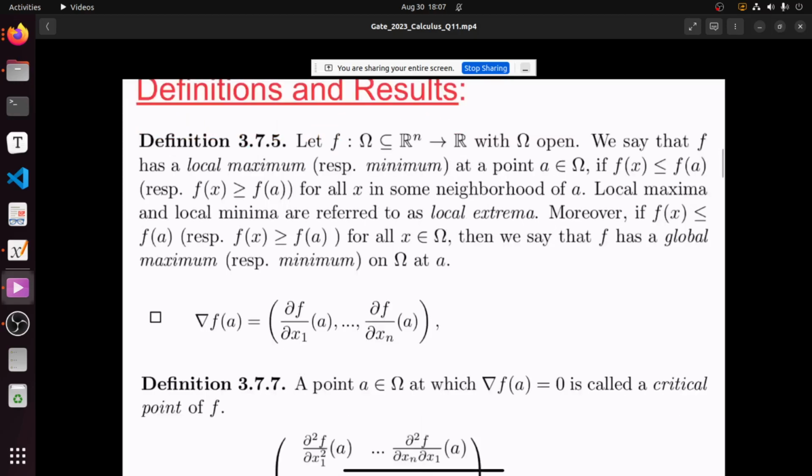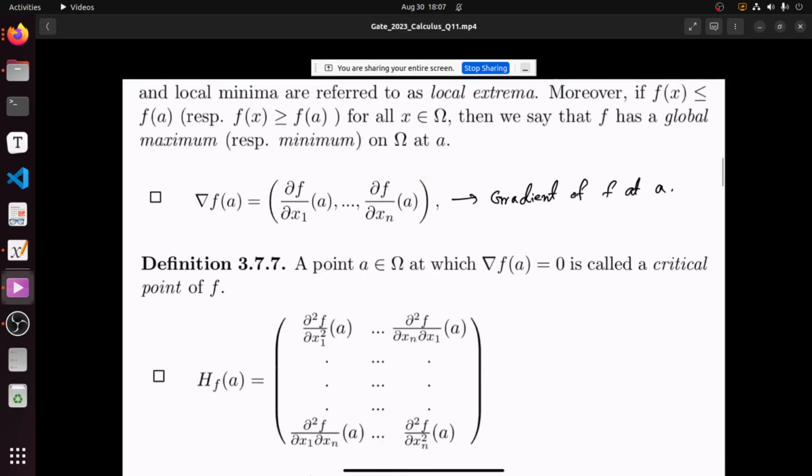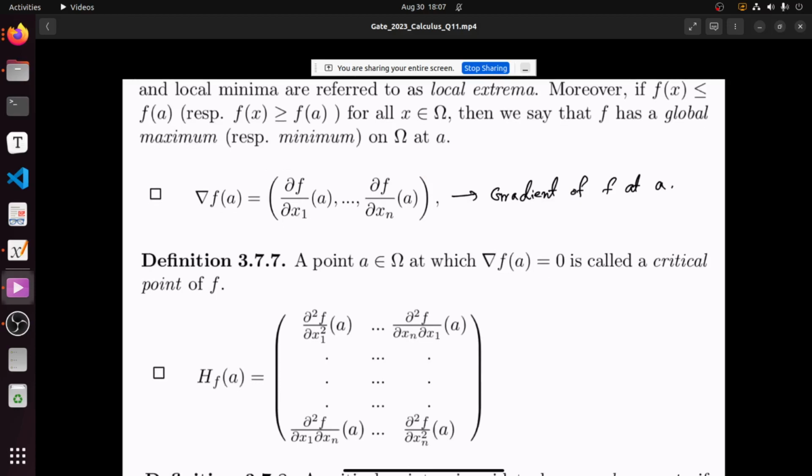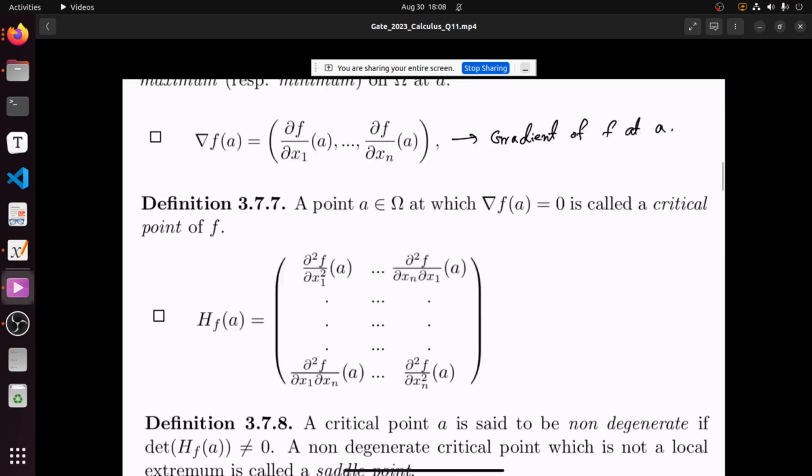Now let's define the gradient of f at a. This is defined by the partial derivatives of f, del f by del x1 and so on, the n partial derivatives. This is a vector. Now let's look at one more definition. A point a in omega where the gradient of f is 0 is called a critical point of f. So this is the critical point.